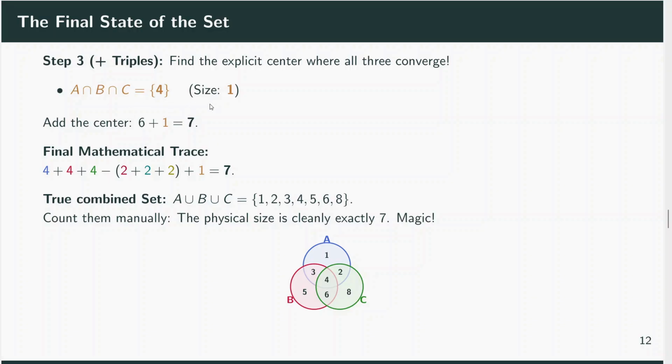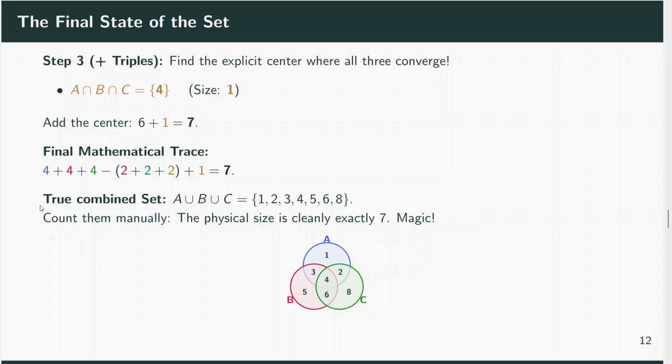And look at what this does for element 4. Its count state was sitting at 0, completely missing. Adding the triple intersection adds it back exactly once. 0 plus 1 equals 1. Element 4 is restored. Its count state is now 1.